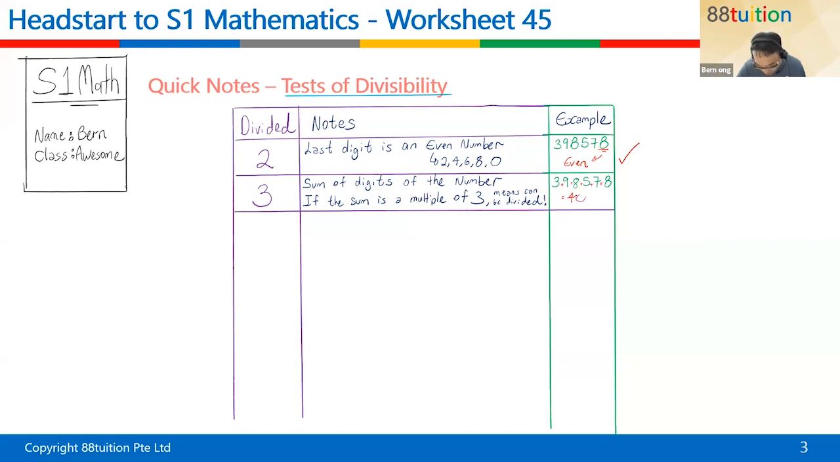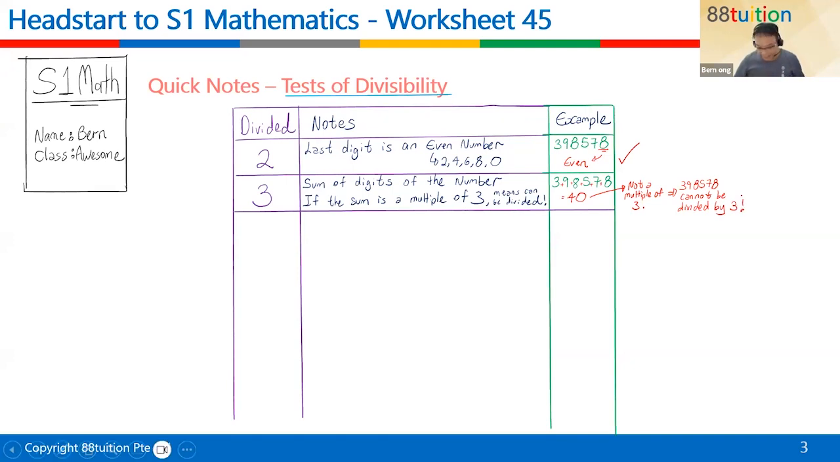Can you see? And this 40, what is it? This 40 is not a multiple of 3. Which means that this number, 398578, cannot be divided by 3. Understand, children?